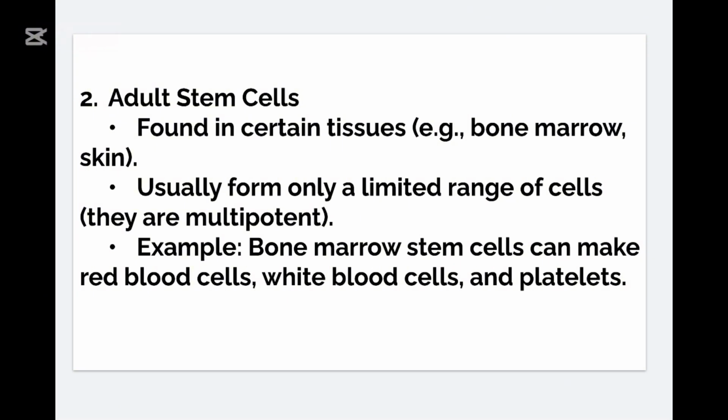Let's talk about the adult stem cells. Adult stem cells are found in certain tissues such as bone marrow and the skin. They usually form a limited range of cells when compared to embryonic stem cells. They are multipotent. Examples of adult stem cells are your bone marrow stem cells, which can make red blood cells, white blood cells, and blood platelets.